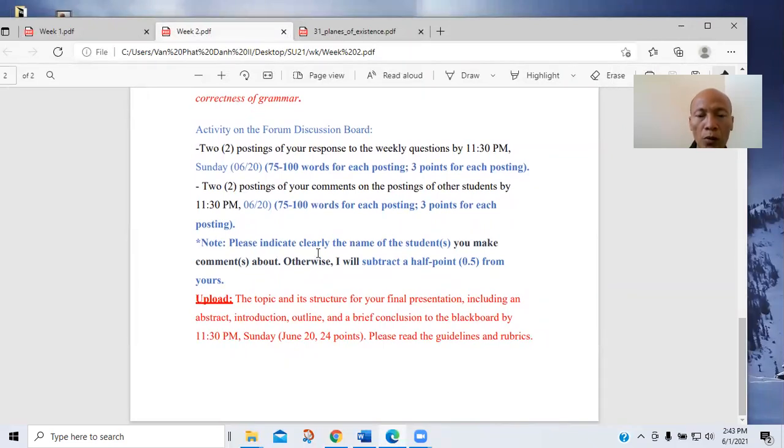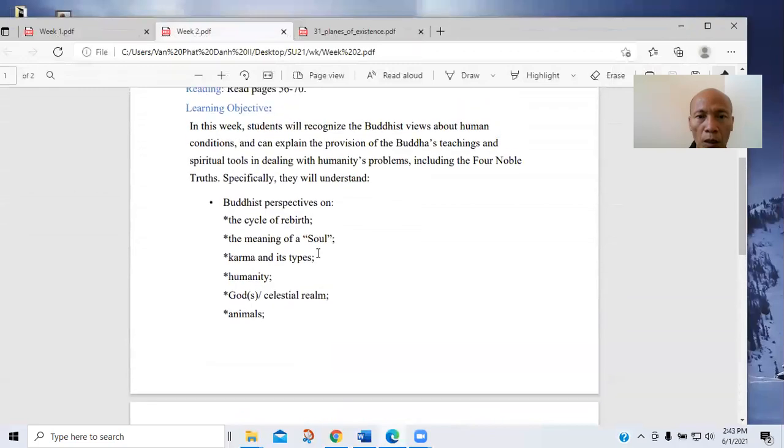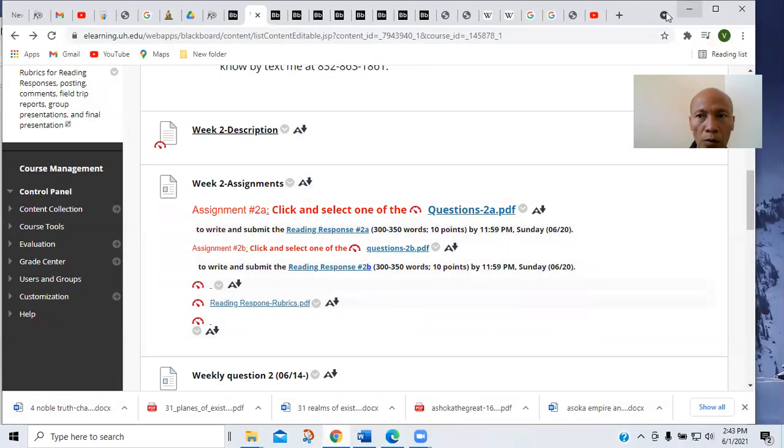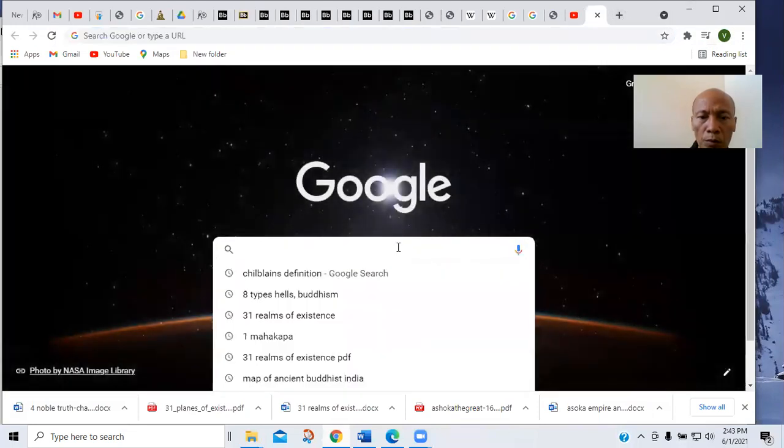Okay, so let me move on to explain the Buddhist views about the cycle of rebirth. So let me go to this one. In Buddhist view, everything goes in a cycle.